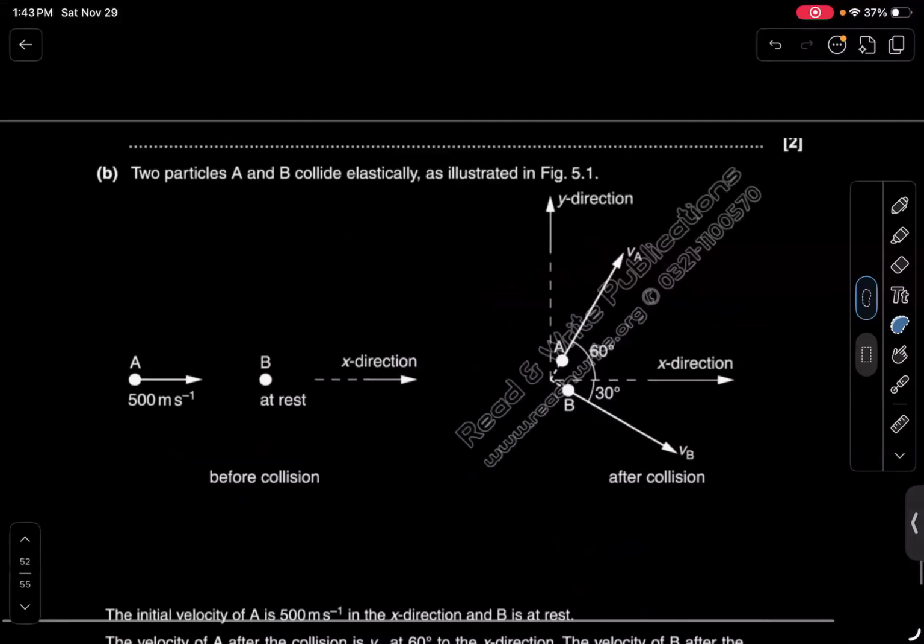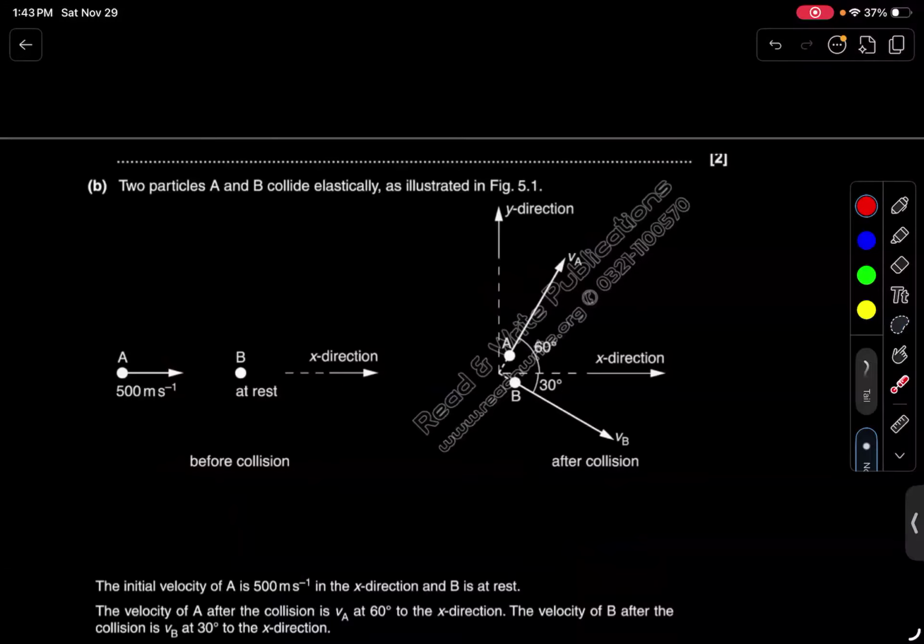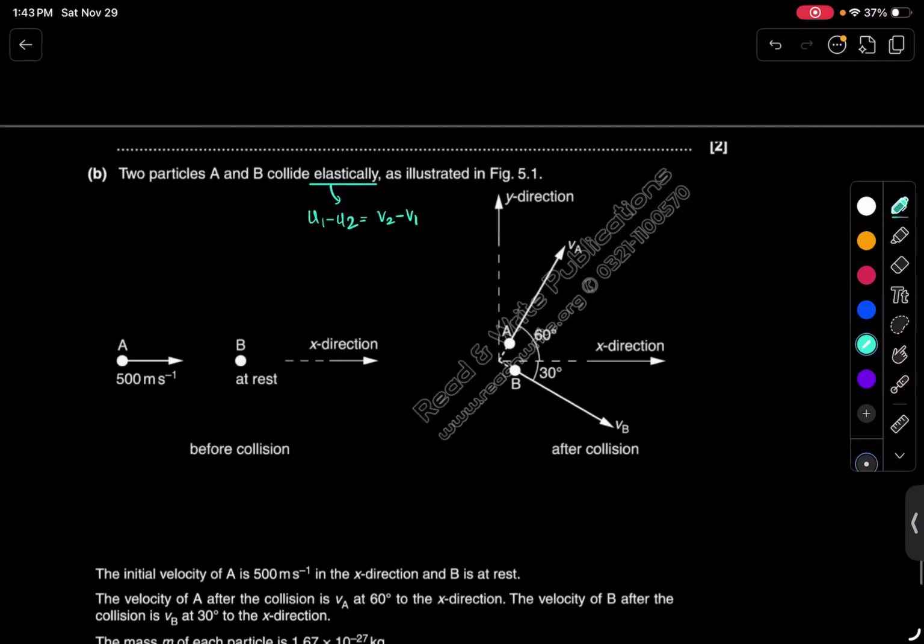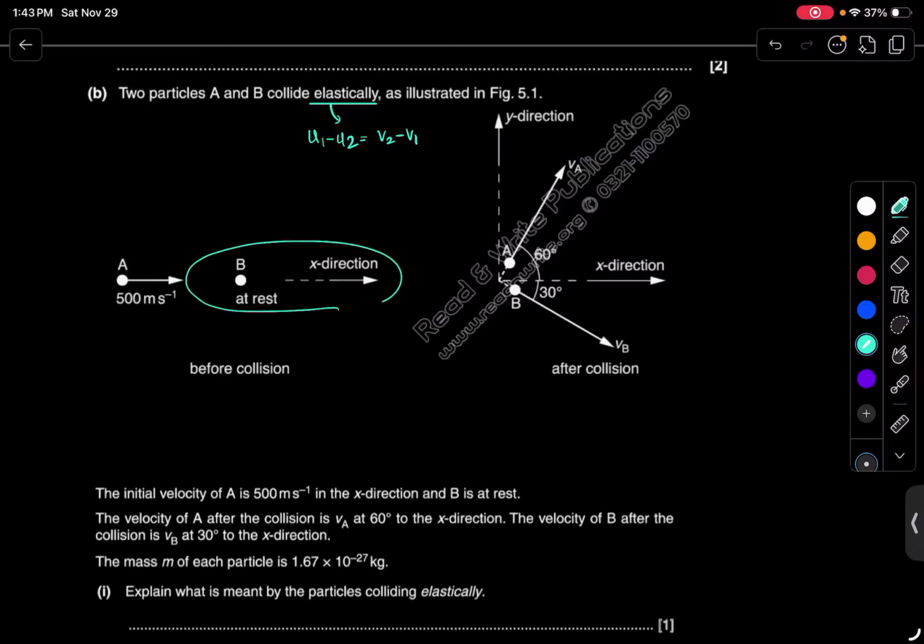Okay. Now, two particles A and B collide elastically. Very important. Extremely important word over here, which means we can use the formula U1 minus U2 equal to V2 minus V1. Very important. Now, the initial velocity of A is 500 meters per second in the x direction and B is at rest.